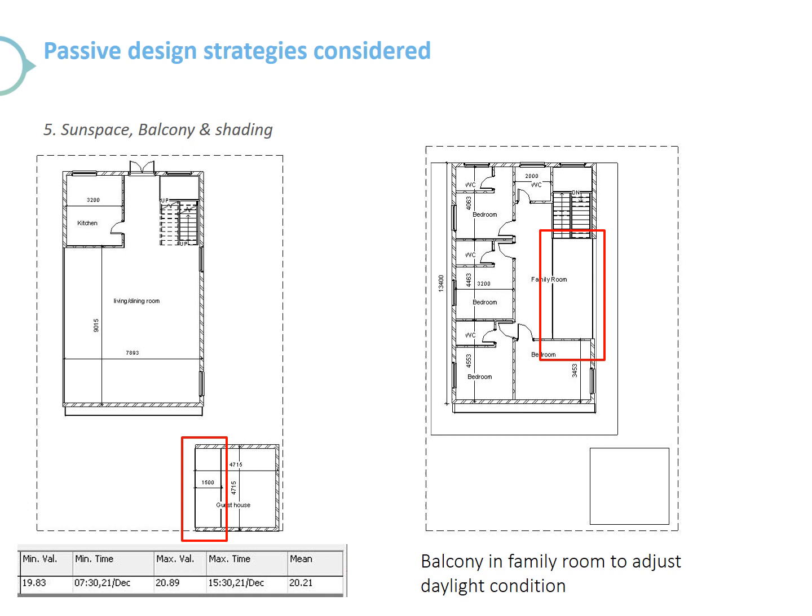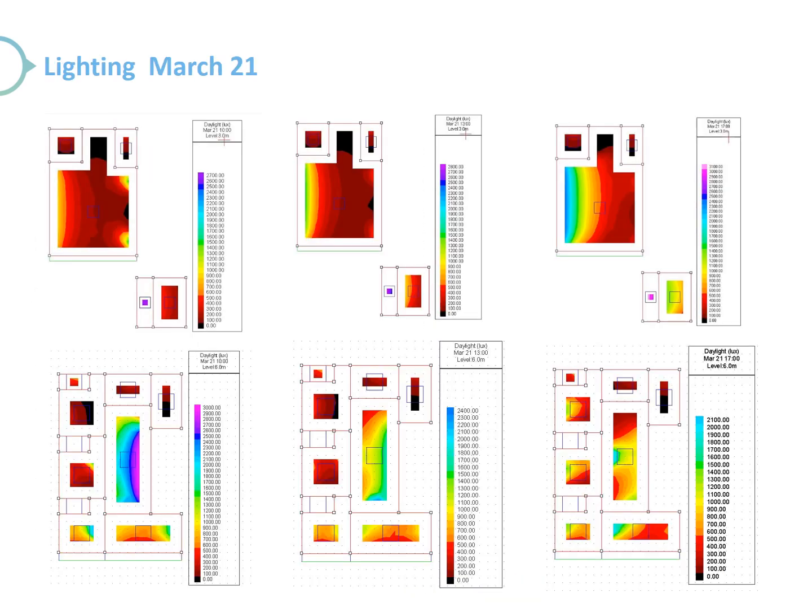And also we added a balcony for the family room, because the family room, as discussed before, was not very well lit, and this also helps with lighting the space. Now checking the lighting results for this scenario, we can see that the daylight lux levels have enhanced immensely, especially in the family room, by adding the balcony.